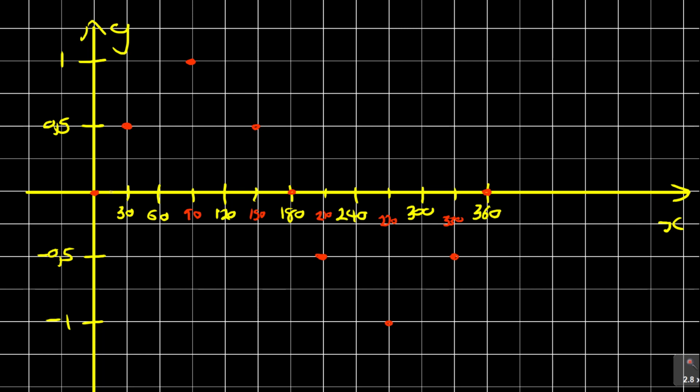So from here you can draw the graph, and you must be familiar with this sine graph because it's a common graph. You need to have sketched them in your preparation. So there we go.